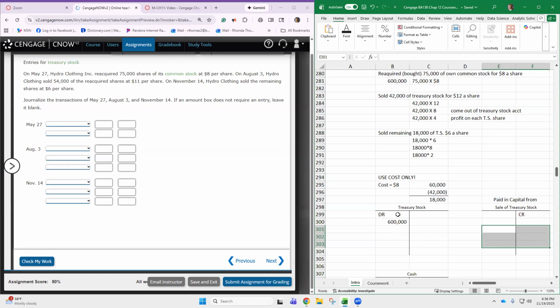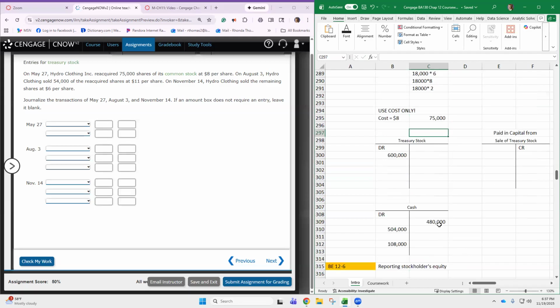Now, when we put this treasury stock in here, we can only use its cost. So the cost is actually the 600,000 shares, I'm sorry, 75,000 shares, the 75,000 shares at 8. So let's put 75,000 shares, and that's what this $600,000 represents. And down goes cash. So that's our first entry.